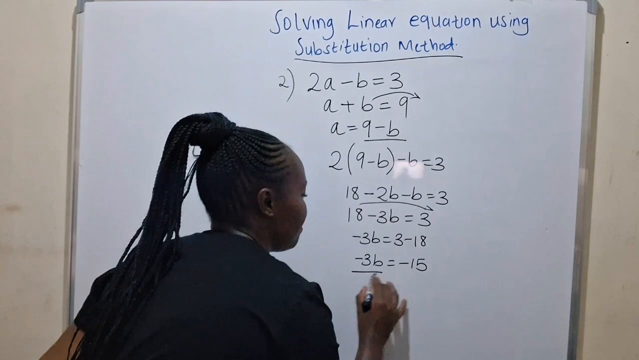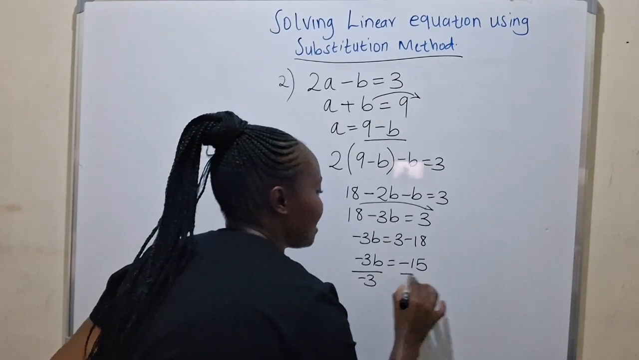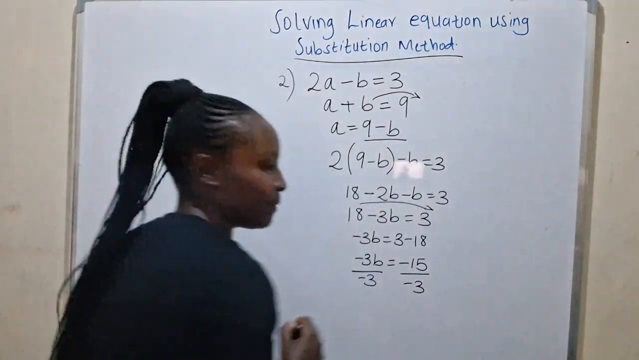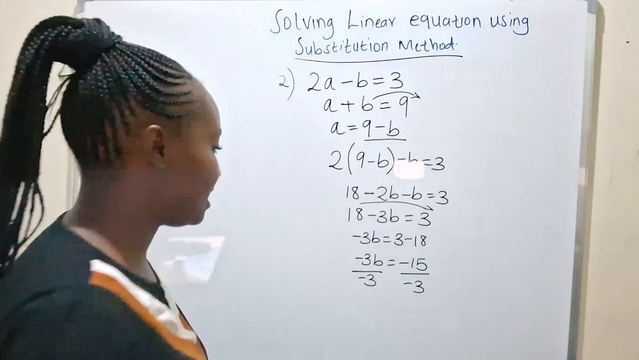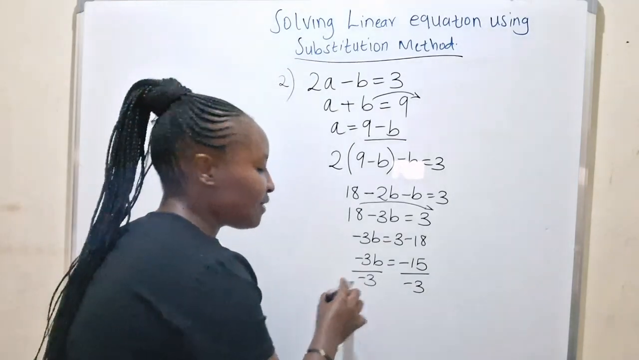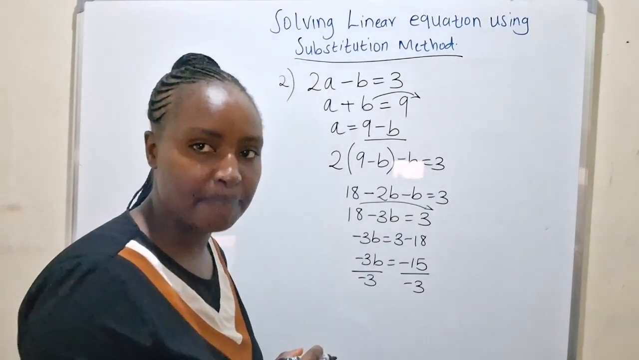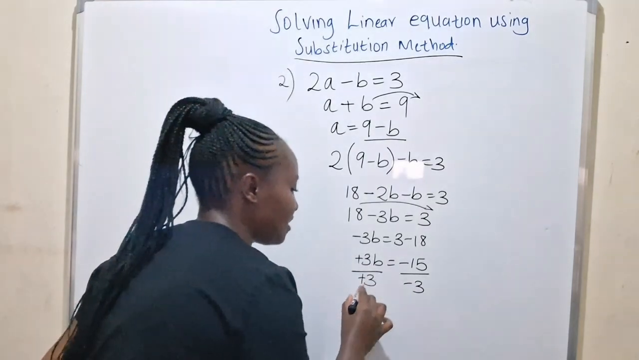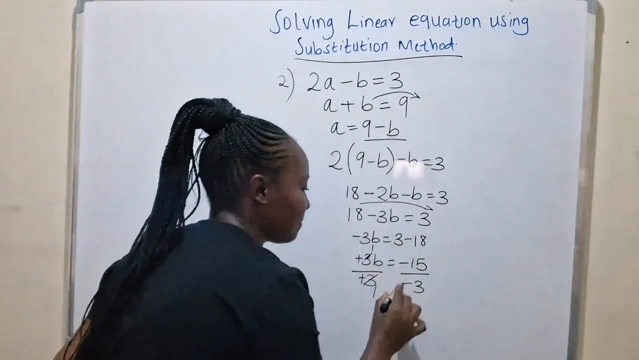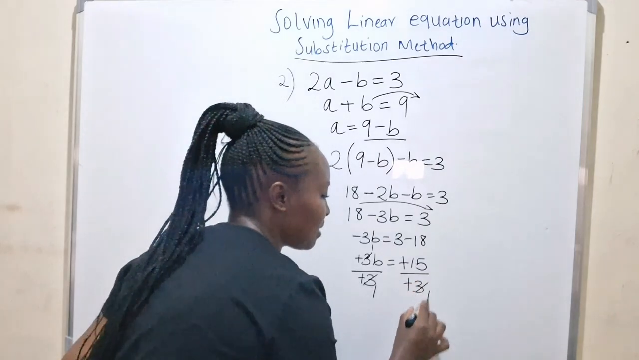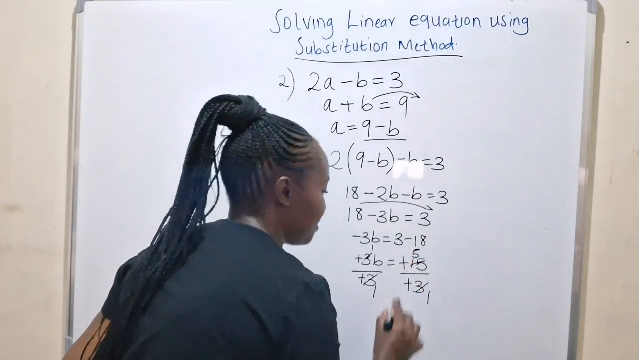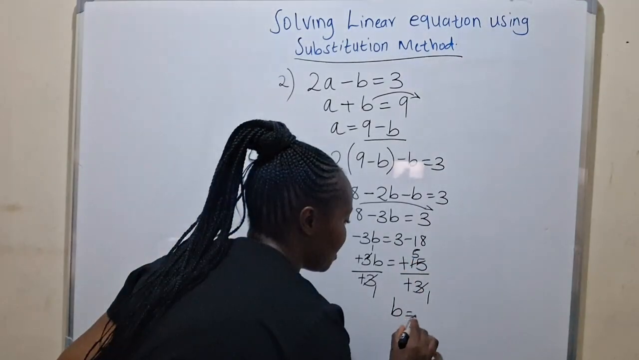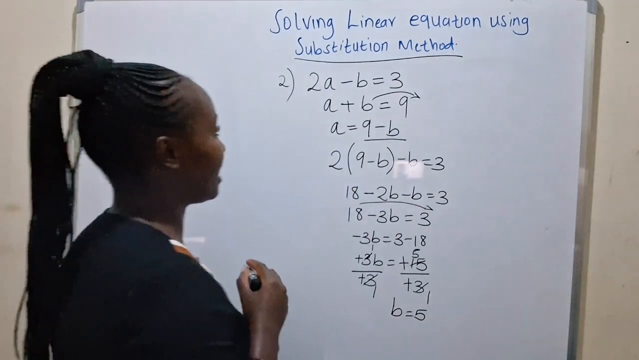So you divide both sides by negative 3. Remember, I have already told you that when a negative divides a negative, it becomes a positive. So 3 divided by 3 is 1, and 15 divided by 3 is 5. So you get that your b is 5.